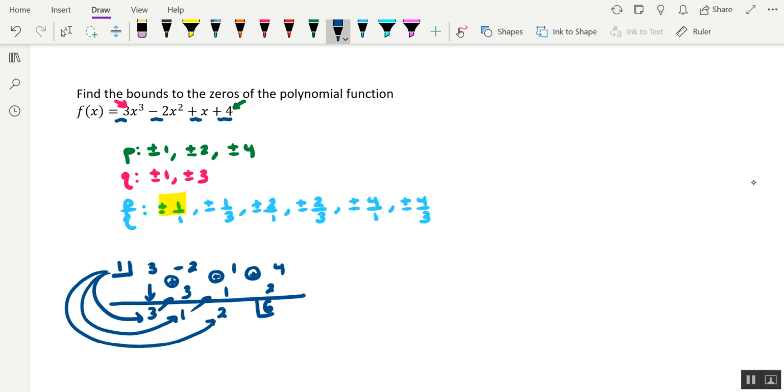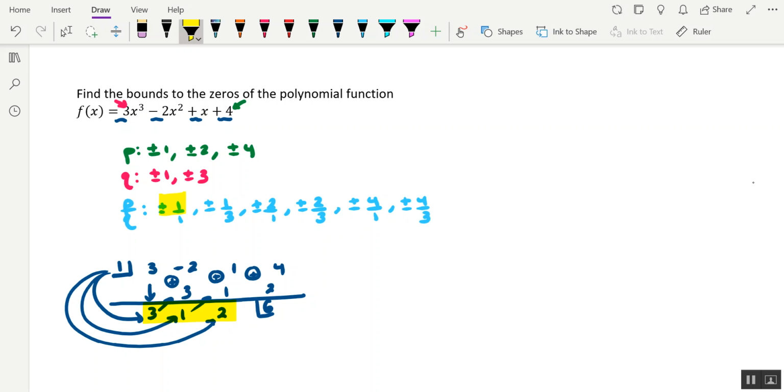Now, what I want to point out is that the coefficients of the quotient polynomial are all positive values. In other words, these numbers right here are all positive. So according to the bounds on zeros theorem, it says if the third row in the process of synthetic division, so it's referring to these coefficients, contains only numbers that are positive or zero, then the number that we chose to do synthetic division with is an upper bound to the real zeros of f.